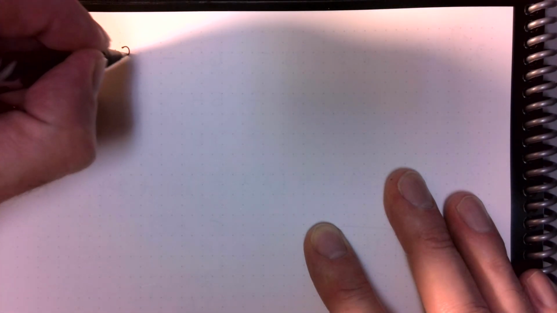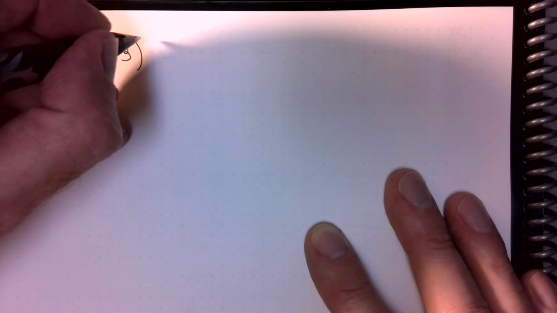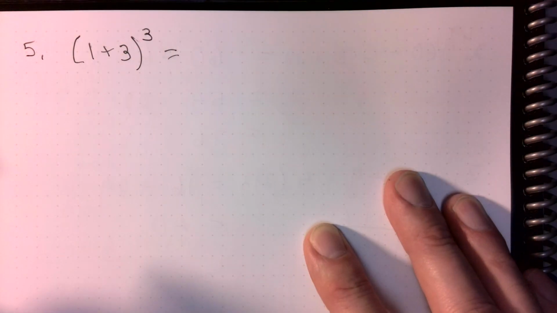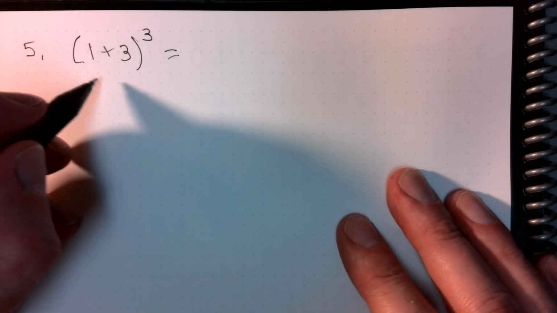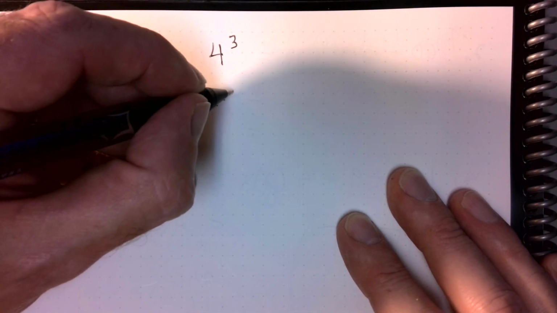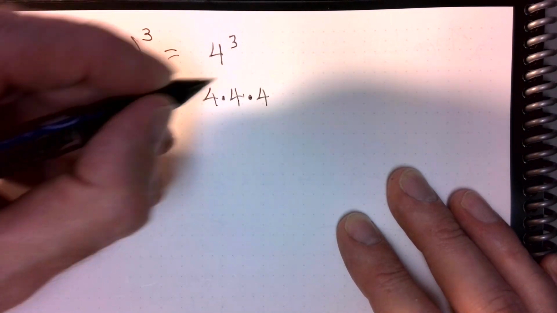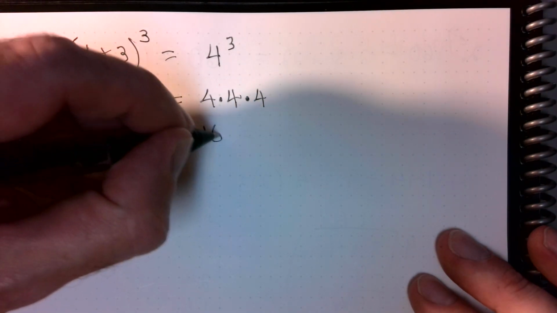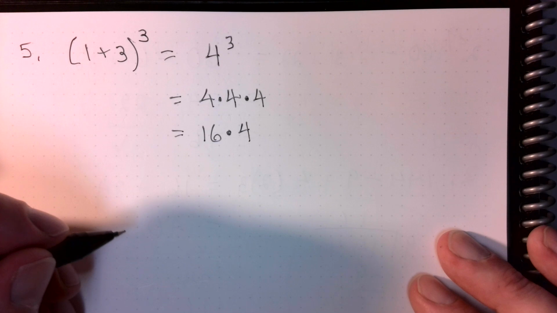Okay, so how about this one here? Example number 5. 1 plus 3, power 3. Parentheses first, then the exponent. So 1 plus 3, of course, is 4 power 3. And, of course, we know what exponents are. Exponents stand for repeated multiplying. 4 power 3 is 4 times 4 times 4. And we're working left to right now. 4 times 4 is 16.